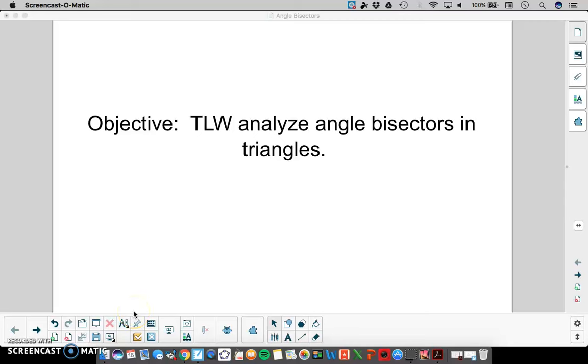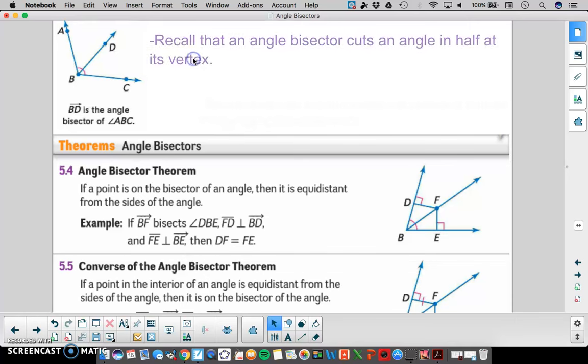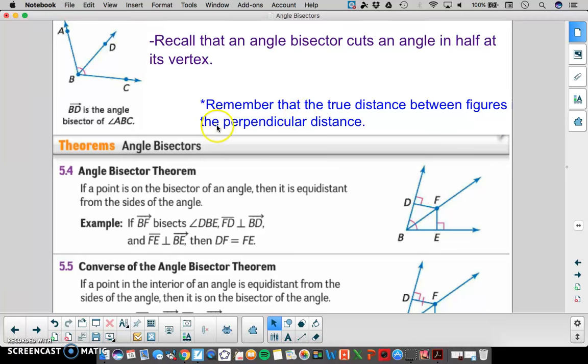In this video, we're going to analyze angle bisectors in triangles. So first, remind yourself what an angle bisector does. Recall that an angle bisector cuts an angle in half at its vertex. Also, remember the true distance between any two figures is the perpendicular distance. So any distance between these two lines is the perpendicular distance between those two.